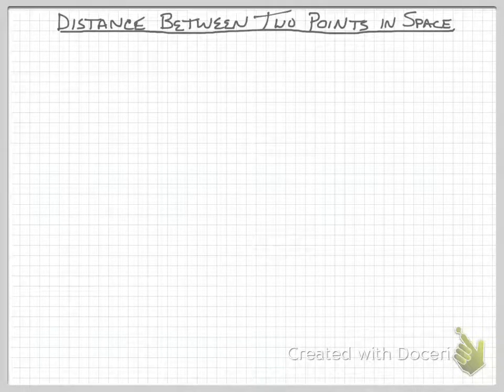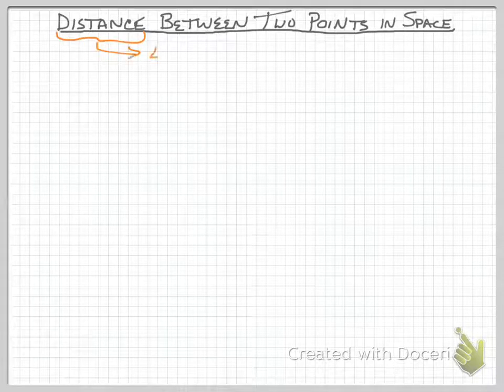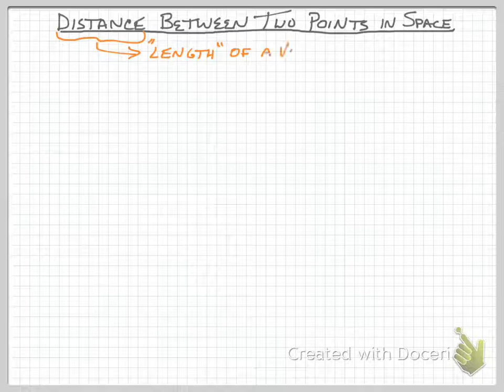In this video, we're going to use the ideas of vectors to find the distance between 2 points in space. So these are going to be 2 points floating in three-dimensional space somewhere, and we want to see how far apart they are. So the distance we're going to use, we can think of this as the length of the vector.